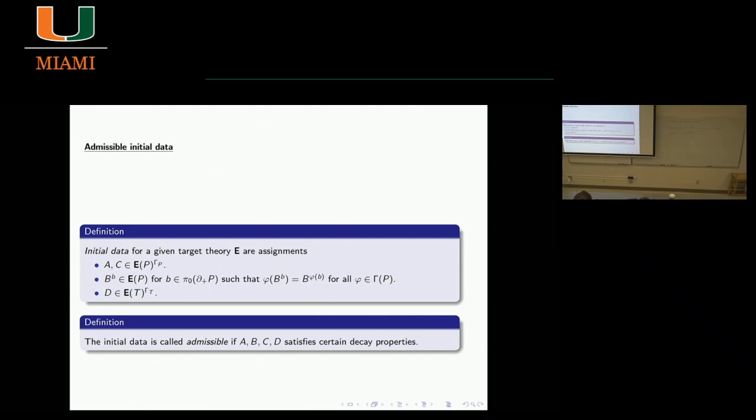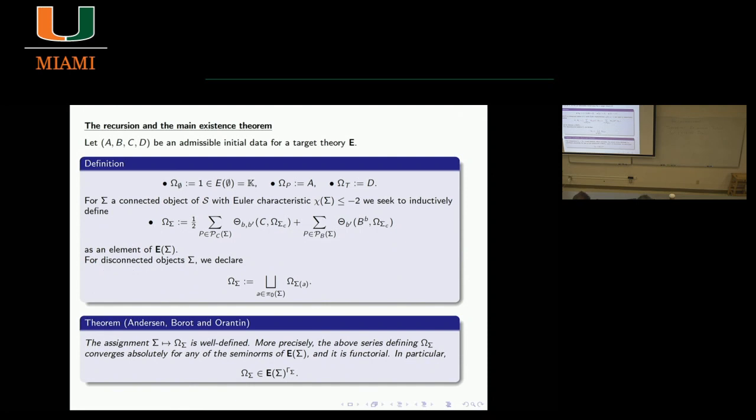Then you will get these sums, and actually they converge absolutely. So this says exactly what we've just discussed, except maybe that what I didn't say before was that if a surface is not connected, you just use the disjoint union morphism to define it to be just the morphisms of the connected pieces.